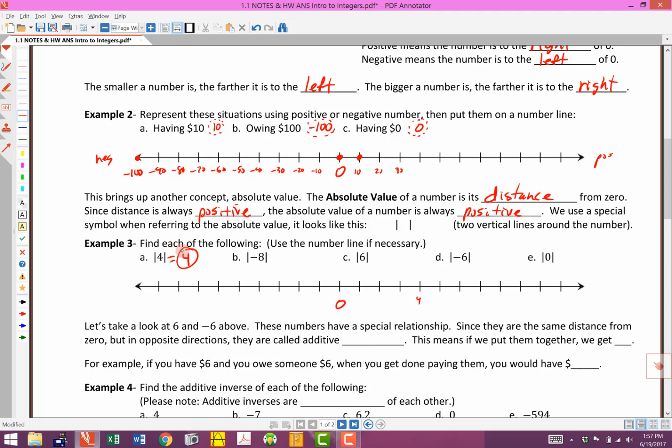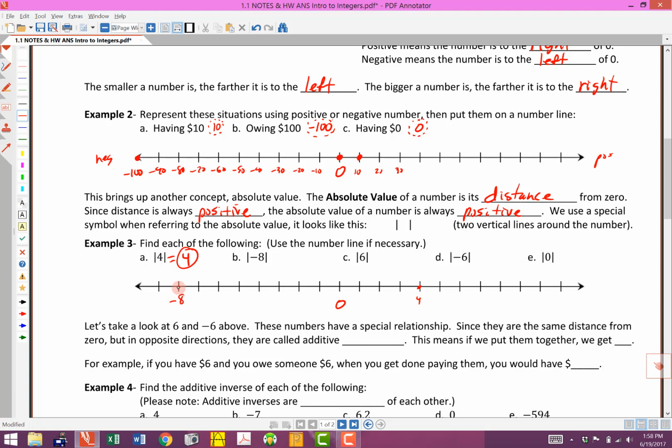Now, if we do one that's a little bit more interesting, like negative 8, that would be negative 1, 2, 3, 4, 5, 6, 7, 8. So negative 8 would be right here. And then the question is, how far is that from 0? Let me put these dots on here so we've got those. Let's see, so we're 1, 2, 3, 4, 5, 6, 7, 8. 8 units from 0.